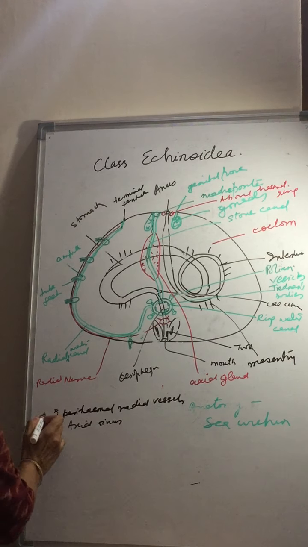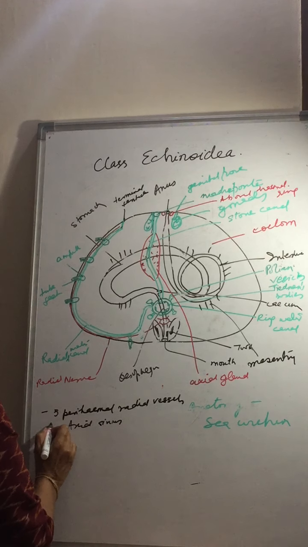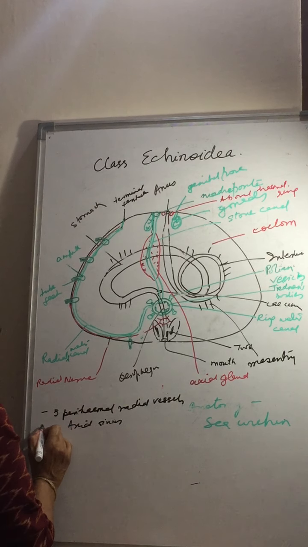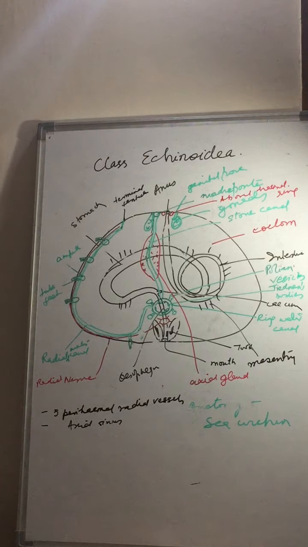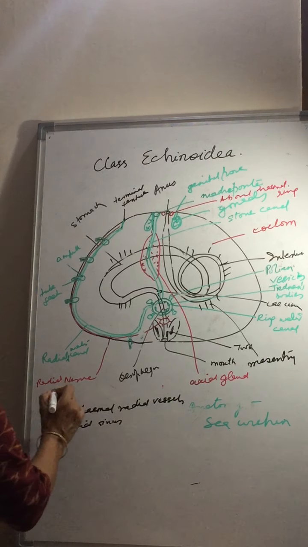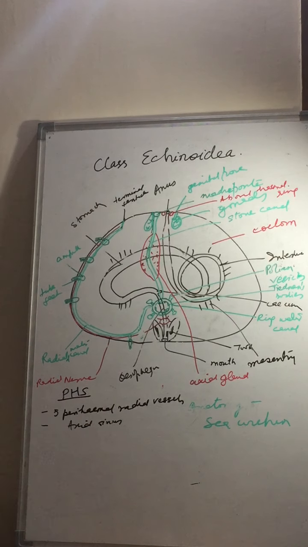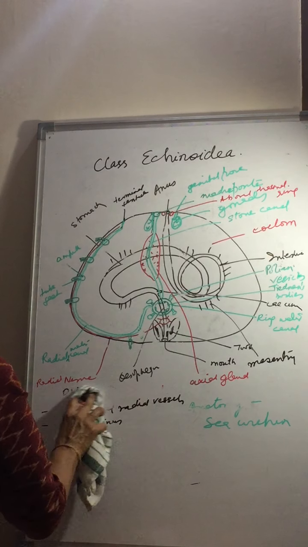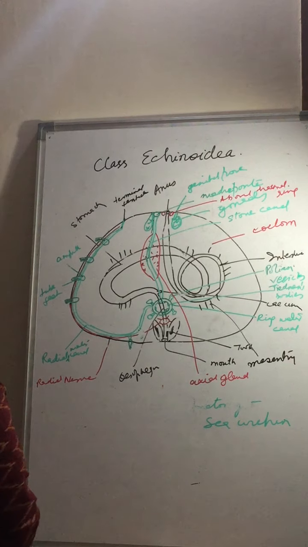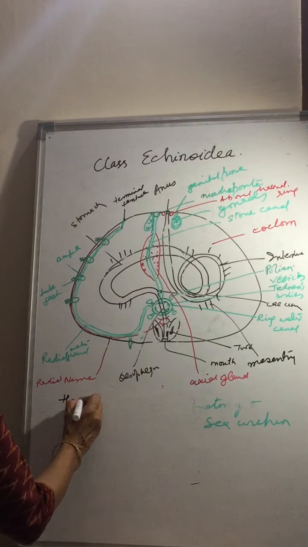So now there are two things. Perihemal radial vessels or sinuses are there. The axial sinus is there, which forms a part of the perihemal system. Now we come down to the hemal system of this sea urchin.